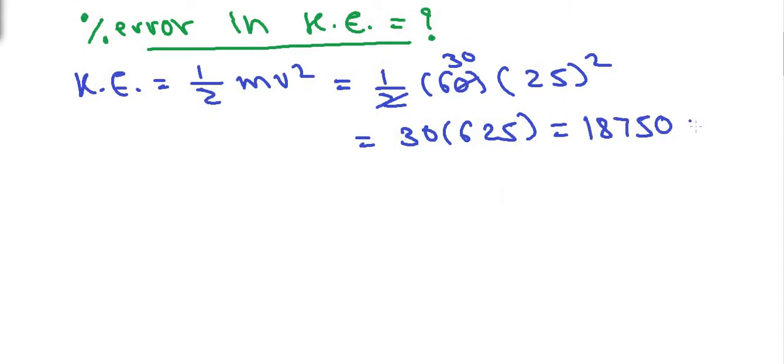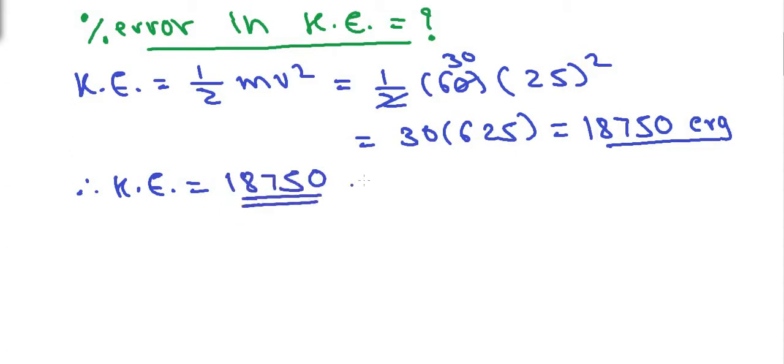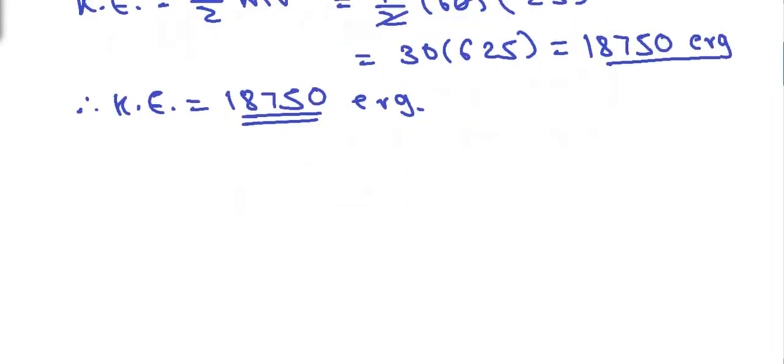So this is 18,750 erg. Now why erg? Because all units are given in CGS system. Mass is given in gram and velocity is given in centimeter per second. So this is 18,750 erg. This is kinetic energy. The value of kinetic energy is equal to 18,750. Now let us find out the relative error in the measurement of kinetic energy.